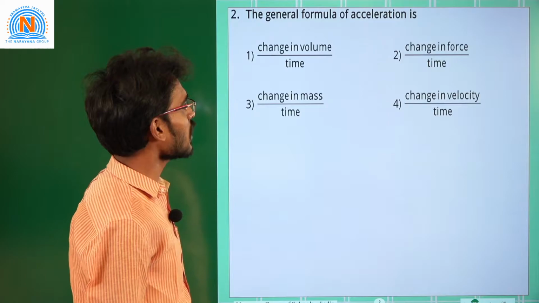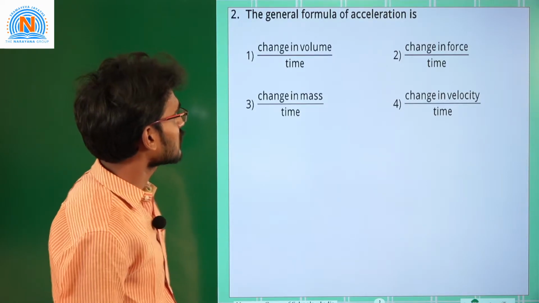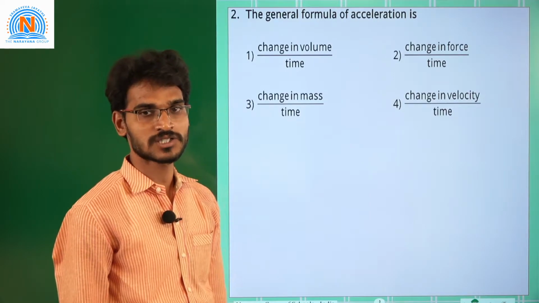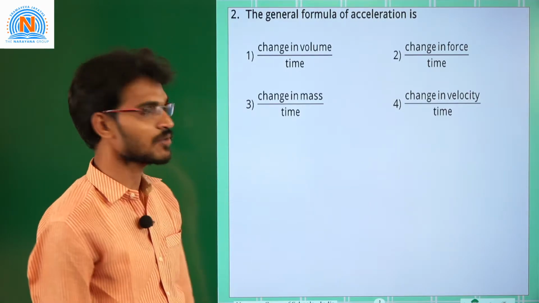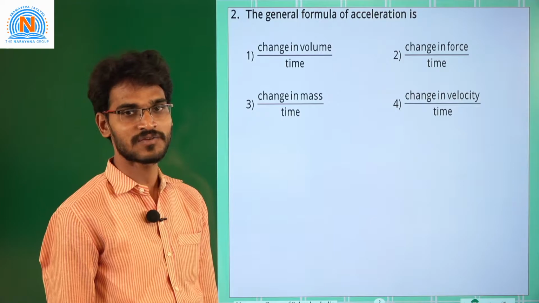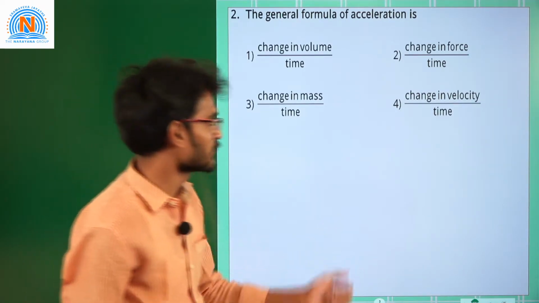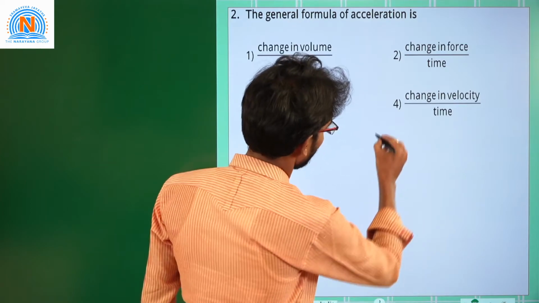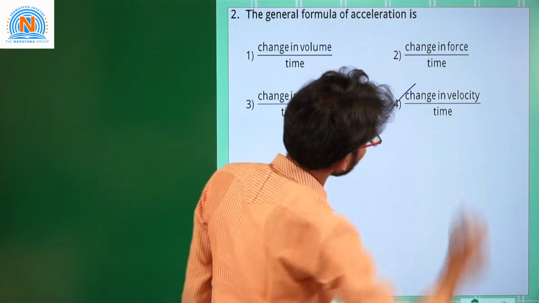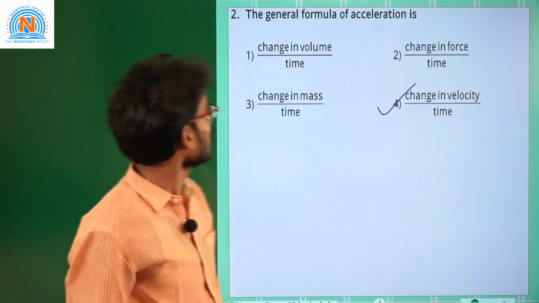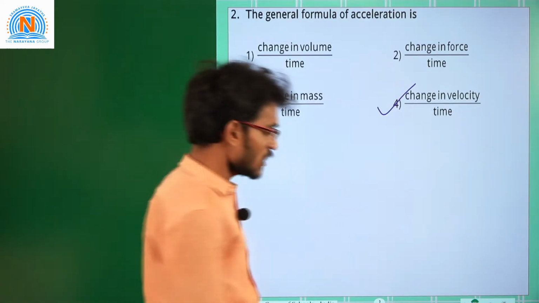The general formula of acceleration is. Acceleration is the cause of increasing velocity of the body. That is, while you are increasing the velocity of the body from one point to another point, it takes some time. So the fourth option is the correct one, that is change in velocity by time taken. And let us move to the next question.